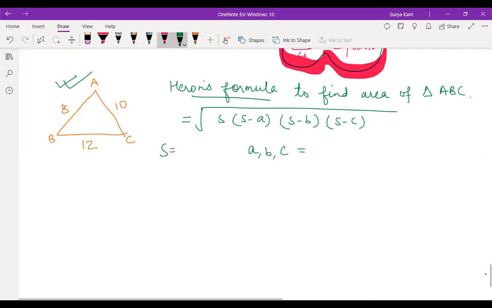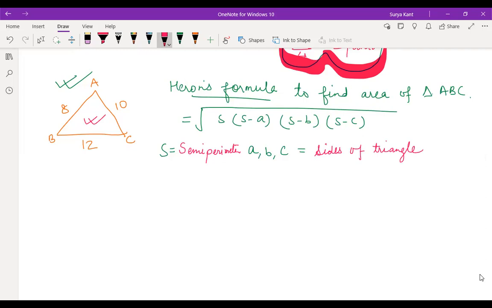S is the semi-perimeter of the triangle, and A, B, C are the sides of the triangle. I think now you can find the area of this triangle. Is it clear?